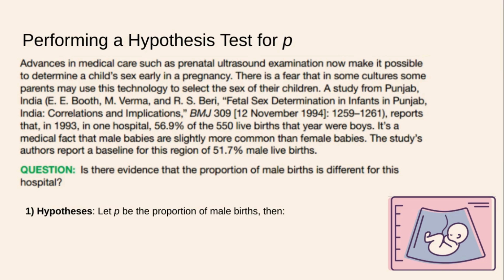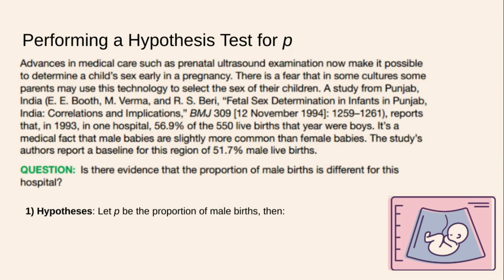It's a medical fact that male babies are slightly more common than female babies. That is true. The study's authors report a baseline for this region of 51.7% male live births. So you may have learned in biology that the Punnett square yields 50% male, 50% female. It is actually slightly higher for men, and that is a very complicated discussion. But is there evidence that the proportion of male births is different for this hospital?